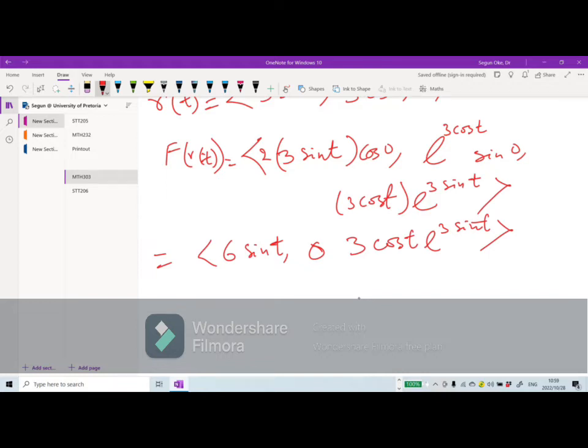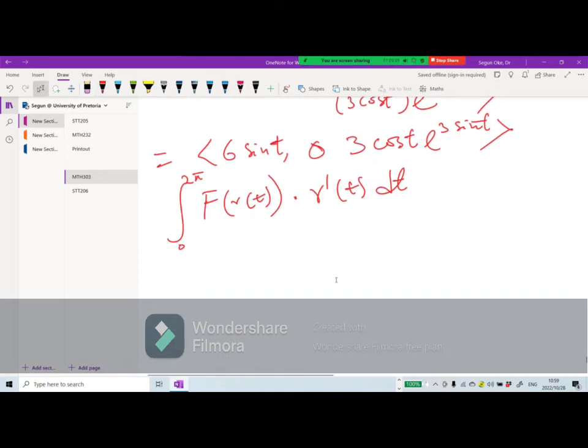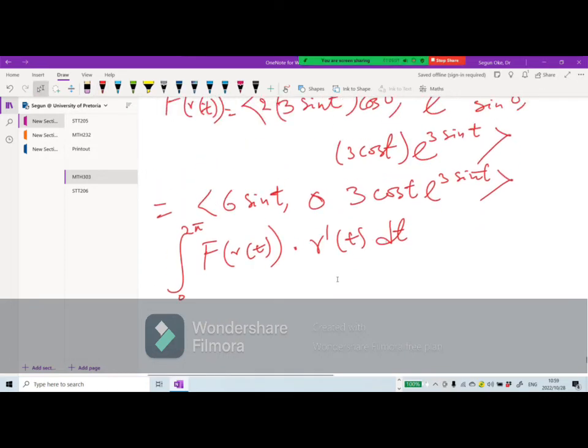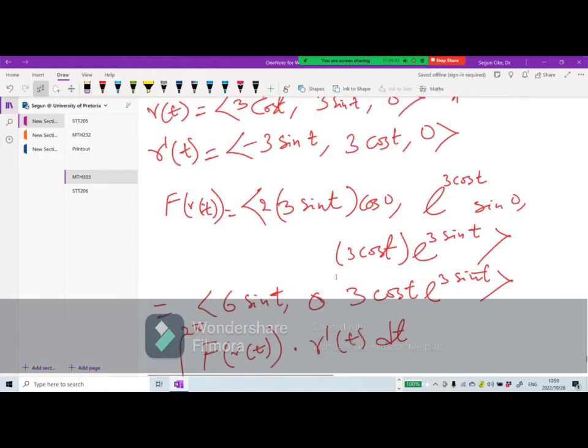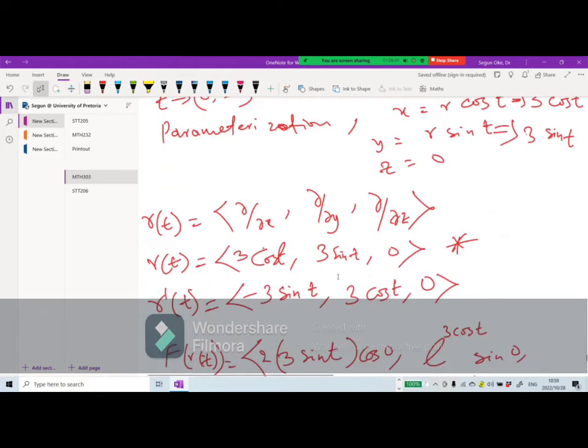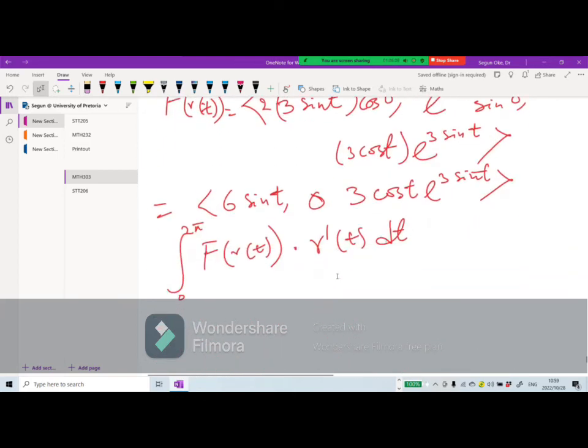Any question? In this case, we now need to integrate. The formula is the integral from 0 to 2 pi of f of r of t dot r prime of t dt. We know our r prime of t, and we already have it here, so we can substitute the value.